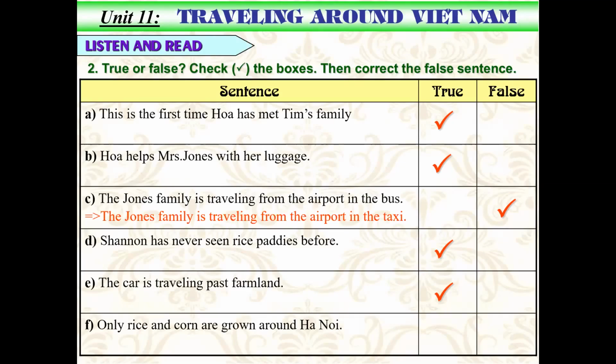Now pay attention to the last sentence, sentence F. What are the keywords? Keywords are only rice, corn, grown, around Hanoi. Is it true or false? Is it a false sentence? Because rice, corn, and others are grown around Hanoi.